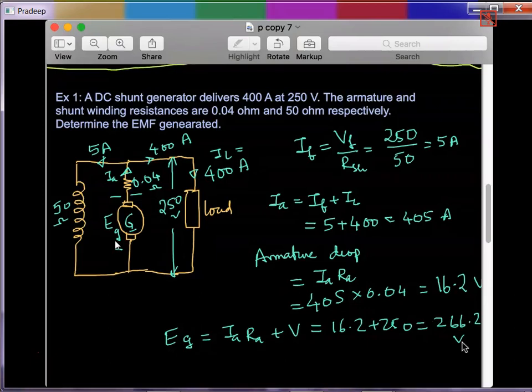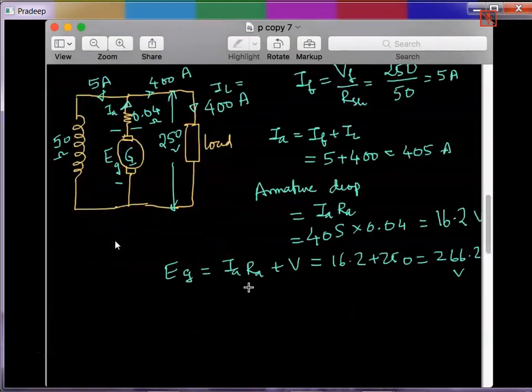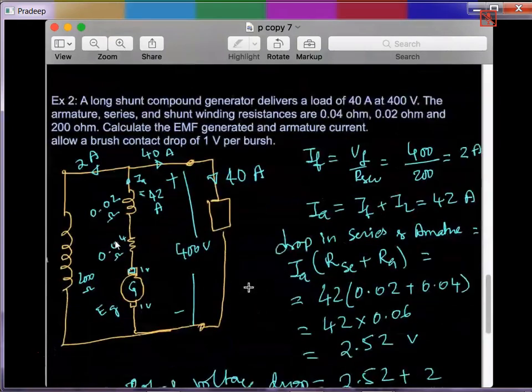So slightly higher voltage we generate, and that extra voltage that we generated, there is a voltage drop in the armature. And after accounting for that armature voltage drop, remaining voltage will come as the output. So it's basically a simple application of your Kirchhoff's voltage law. Simply solving a DC circuit, you are able to get the solution. So that way. Similarly, for different types.